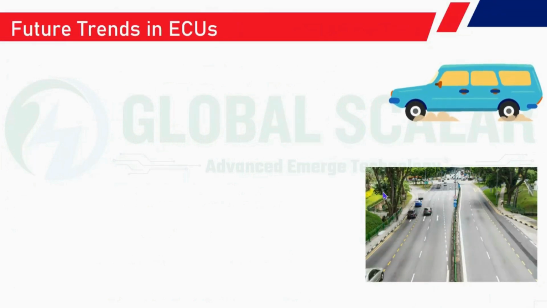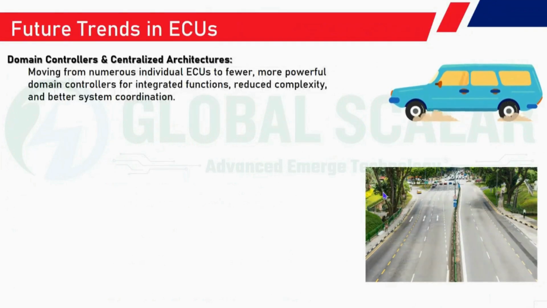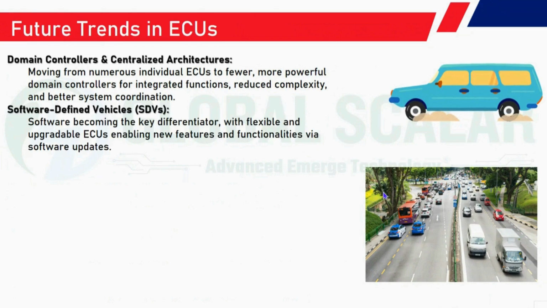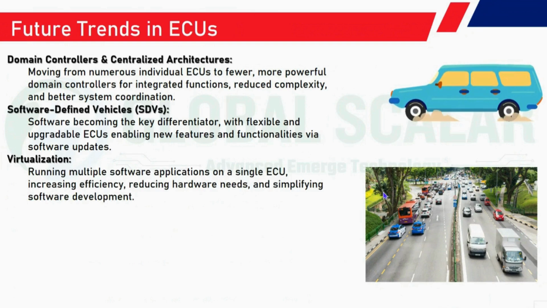The future trends in the ECUs are domain controllers and centralized architecture, moving from numerous individual ECUs to fewer and more powerful domain controllers, integrating functionality and reducing complexity. And software-defined vehicles, where software becomes a different tier with flexibility, so we can upgrade the ECUs and enable new features and new functionalities via software updates. And virtualization, running multiple software applications on a single ECU, which increases efficiency and reduces hardware needs.